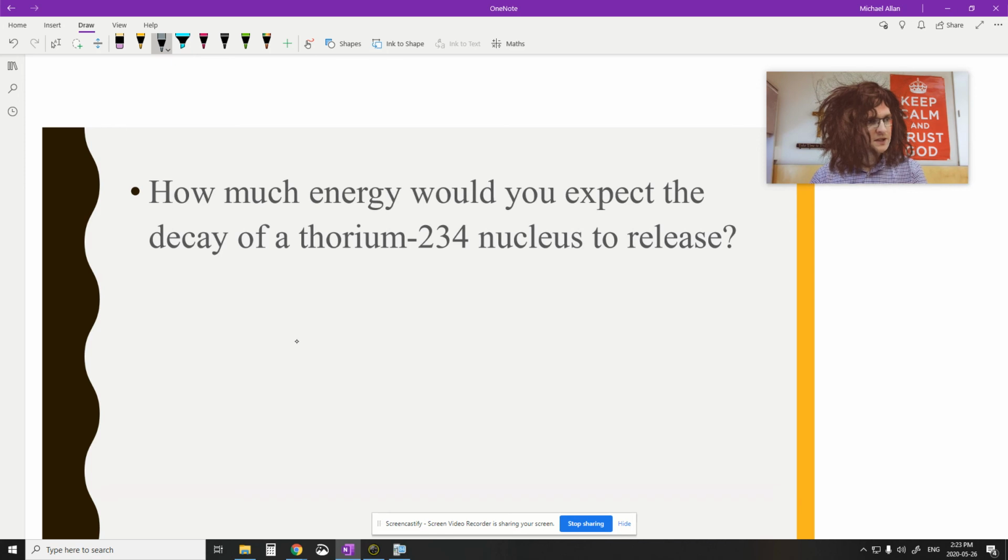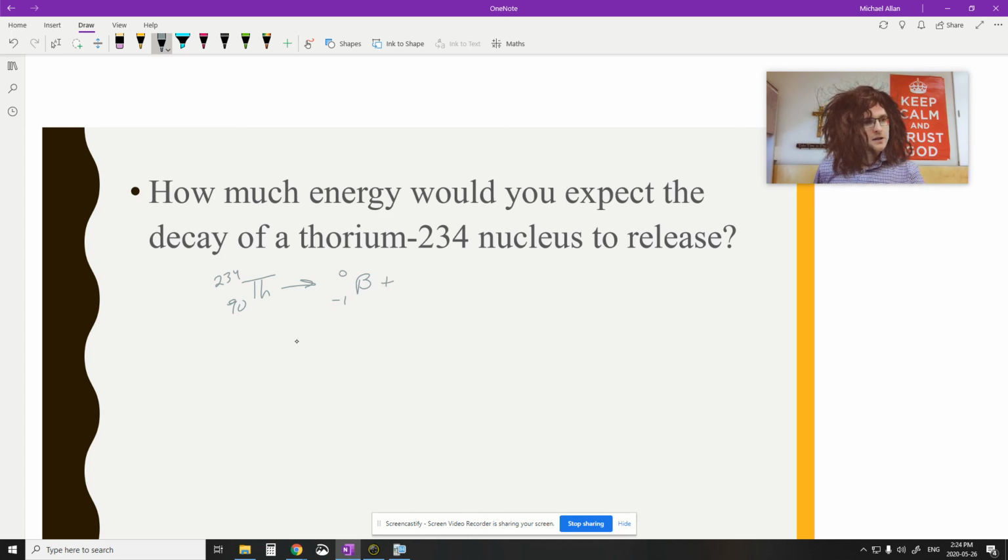Cool. How much energy do you expect to be released from the decay of thorium-234 in this process? So first of all, what we're going to do for this is very similar to what we did before with mass defect. We've got to find the mass of the products, the mass of the reactants, and compare the two sides. If we lose mass, we gain energy, and then we can find out what that is. So first of all, let's find out what thorium-234 turns into through this decay process.